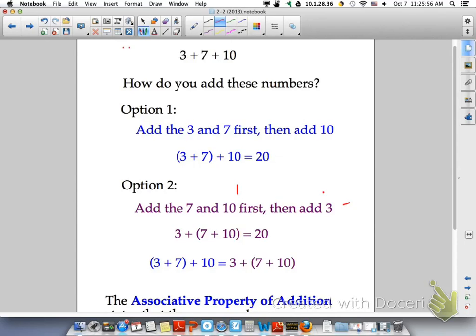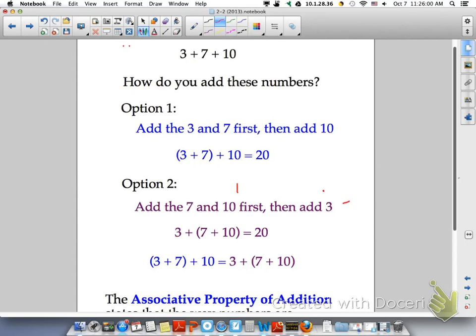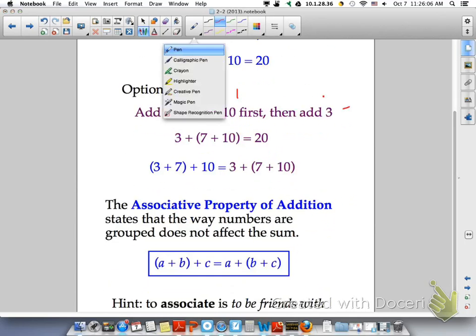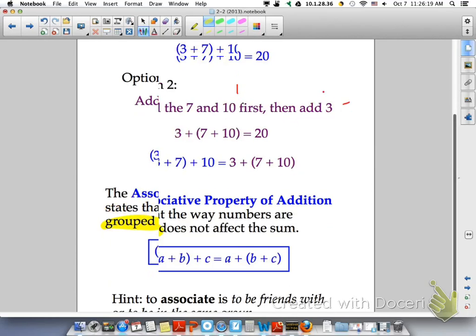All right, I'm looking for a key word. What is the key word with commutative? Order. And the key word here, do you want to guess? Associate. There you go. The property states that the way numbers are grouped does not affect the sum. And this is how I would state the property.